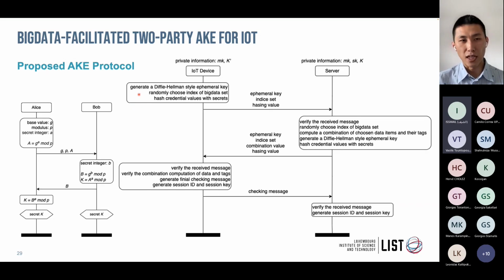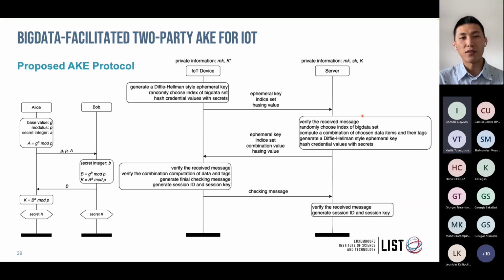As the second step, the IoT device can choose some indices of the data set. For example, say we have already generated the big data set and we have 100 data items. The IoT device can choose randomly. I will use the first one, the third one, the ninth, and the 100th. I will use those data items for further key exchange. And then the IoT device can hash all the credential values with the long-term key MK, and send those values to the server.